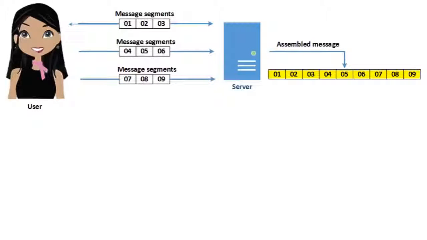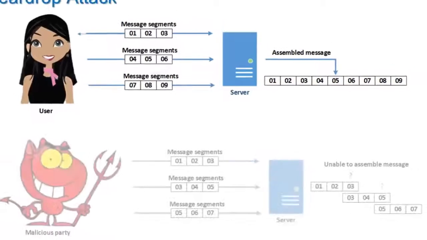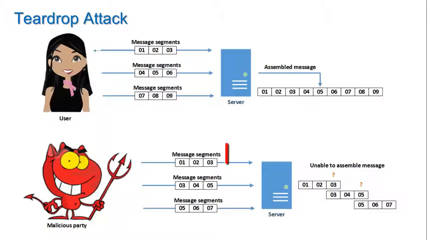be reassembled. In a teardrop attack, a malicious party manipulates the segments of a message such that they overlap or contain excessive payload data. When the artificially manipulated segments arrive at the target server, the server becomes confused because it is unable to find a logical way of reassembling the incoming message. If the server is not intentionally designed to handle the situation, the teardrop attack can cause the server to crash, thus disrupting the ability of legitimate users to access network resources.